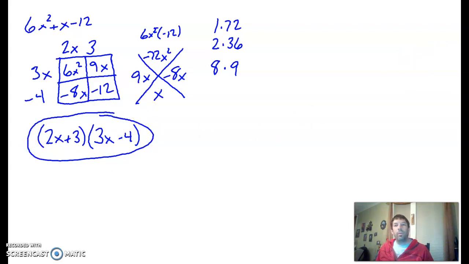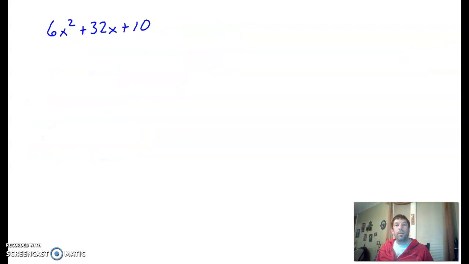All right, let's look at one more example. Sometimes you're given a problem where if you look closely enough, you'll see that they all have something in common. And actually, I'm just going to change this even a little bit more here. Okay. So now when I look at this, the first thing I'm looking at is the 6, the 32, and the 10. Those are all divisible by 2. So the first thing I'm going to do is I'm going to take out a 2.